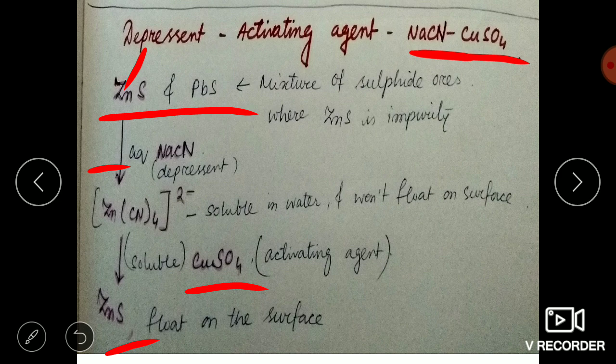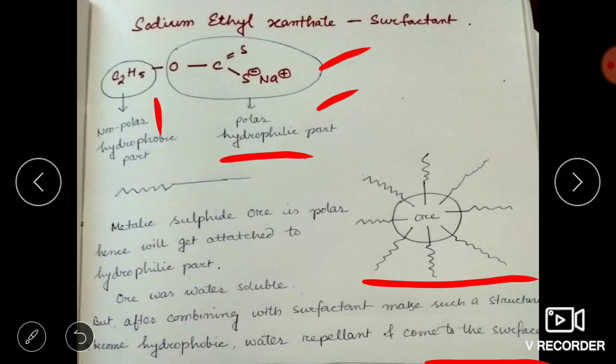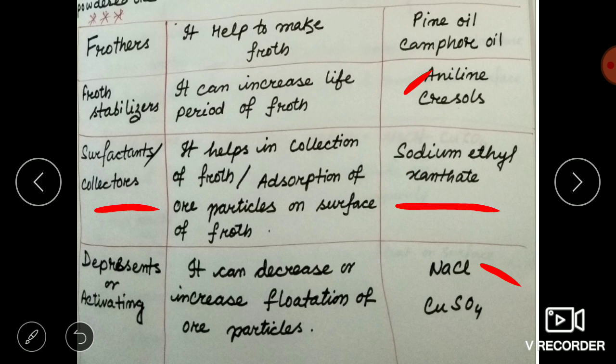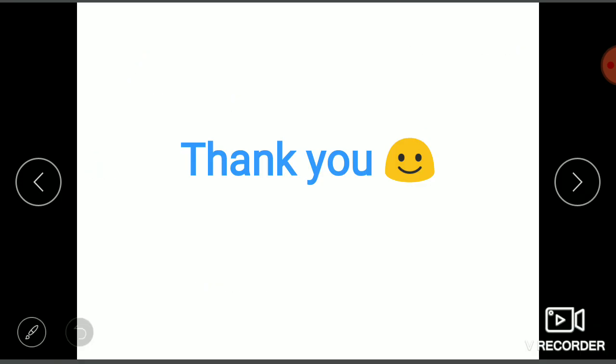So for this you need the depressant and activating agent, for example NaCN and CuSO4. So that's how it works. These are some important parts of your froth flotation process. Here it will be CN, it's not Cl. You'll correct this part. This table is important; you'll go through the table. So that's all the important parts about your froth flotation process. Hope it is clear to you. Thank you.